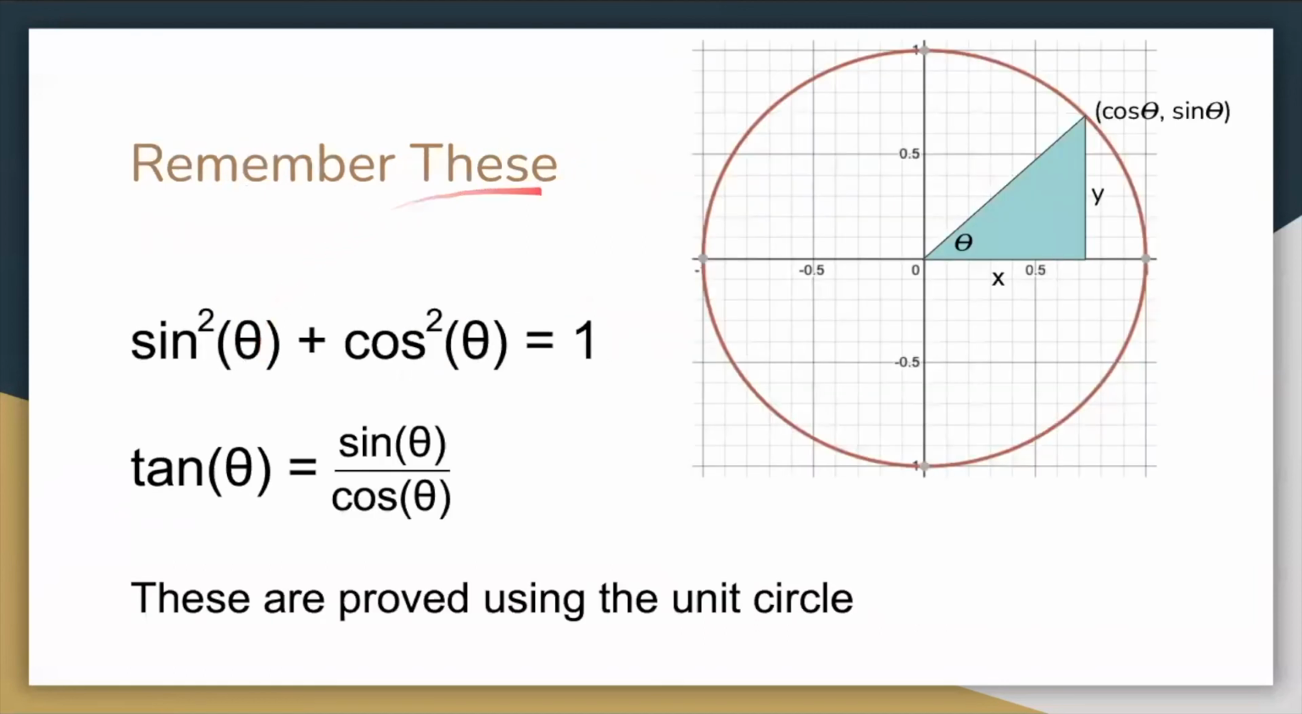All right, and remember these identities, they're pretty simple. This one is the Pythagorean identity: sine squared of theta plus cosine squared of theta equals 1 for any value theta. And this is proved using the unit circle. Along with this one: tangent of theta equals sine of theta over cosine of theta for any value of theta.